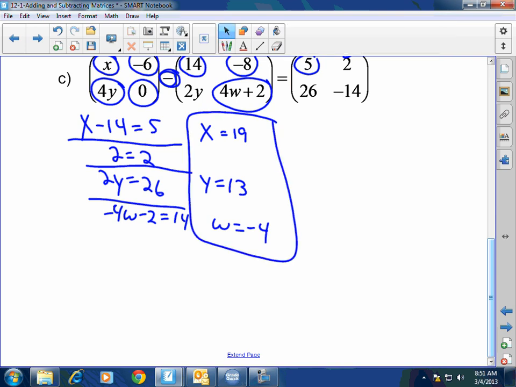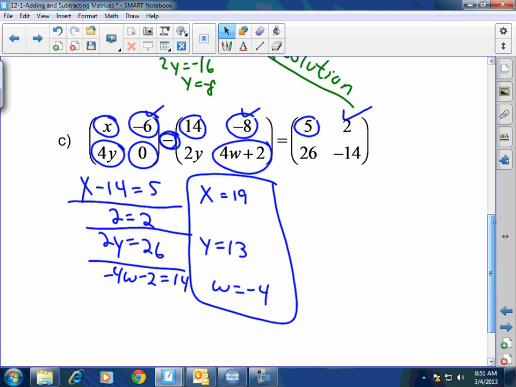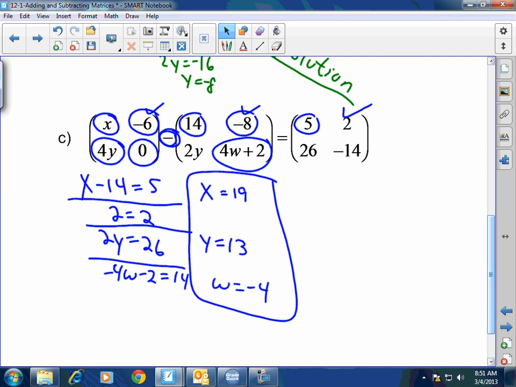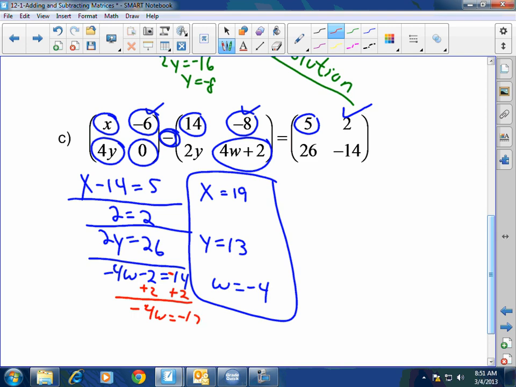Does that make sense, gentlemen? W equals negative 4. No, this is 6. Guys, you add the 2. Wow, I'm off today. So yeah, negative 4w is going to be negative 12. See, I shouldn't do it in my head. I always tell you guys not to do it in your head, and what do I do? I do it in my head, and look what happens. You get it wrong. You can't beat the system. Got to do all the work. Good catch there, guys.